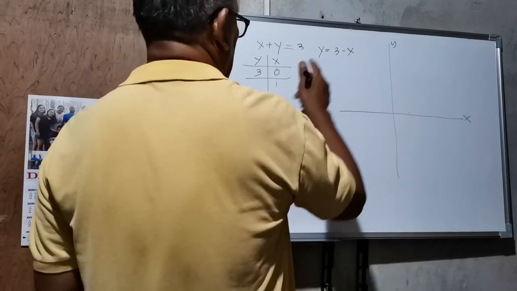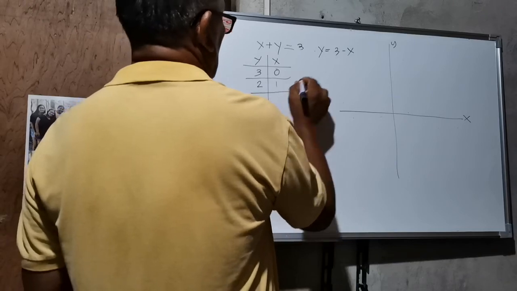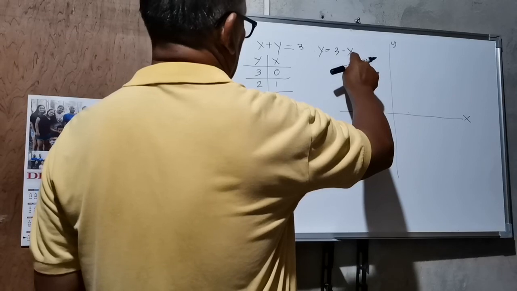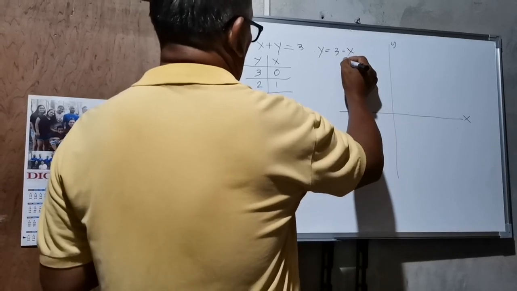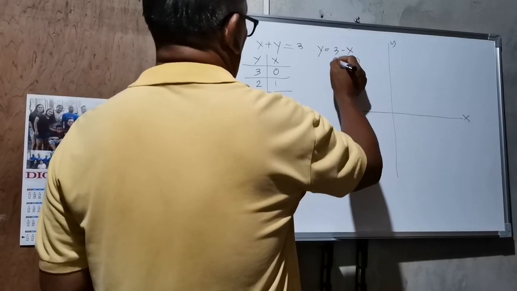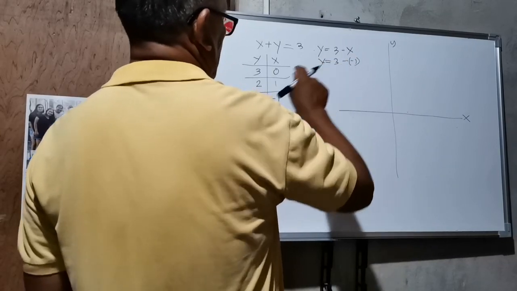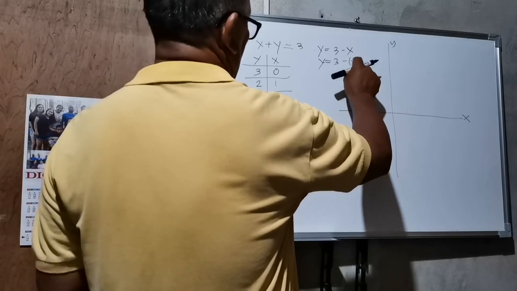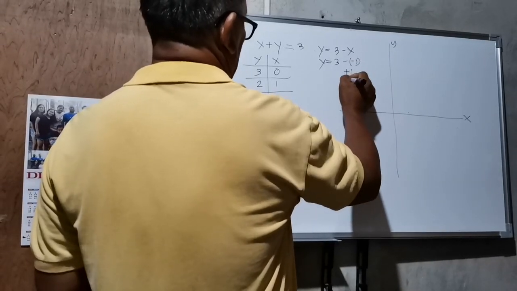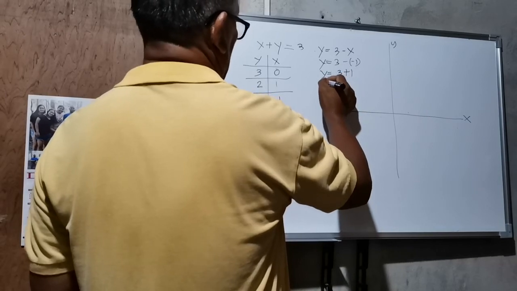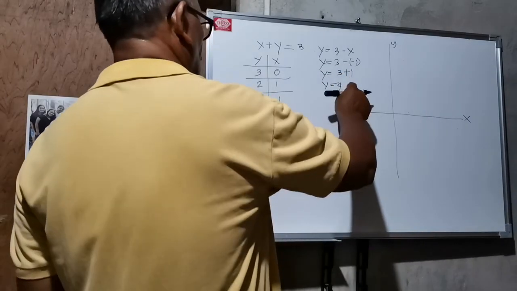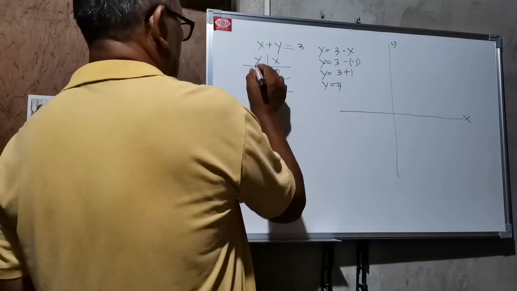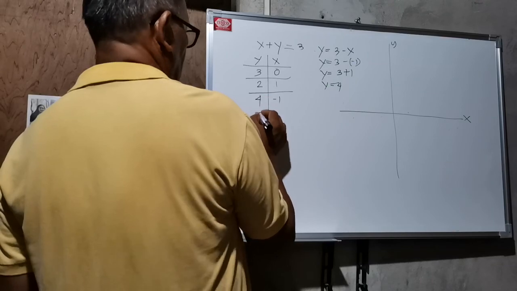3 minus 1 is equal to 2. And how about negative 1? If the value of x is negative 1, that will be the computation. Negative times negative 1 will give us positive 1. Therefore, the value of y is 4. That is the computation for the tabulation. If x is negative 1, the value of y is 4.